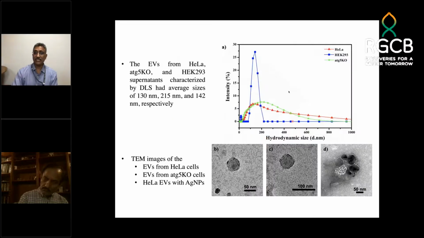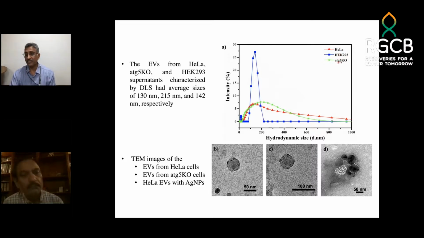Now, you can see that we have used different cell lines. This is the cancerous cell line, this is the non-cancerous cell line, and this is ATG5, a very important autophagy-related protein. We have knocked it out in the HeLa cell line. With DLS, that is dynamic light scattering, you can know the size of the exosomes, and you can also do TEM imaging.